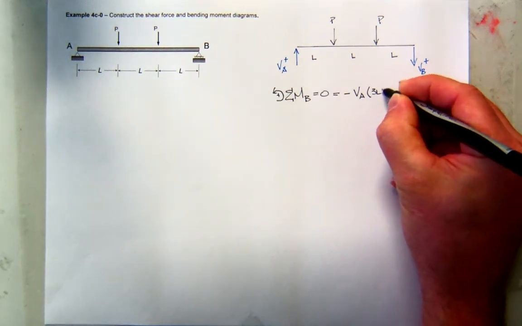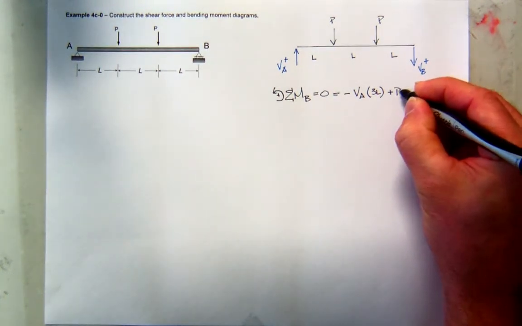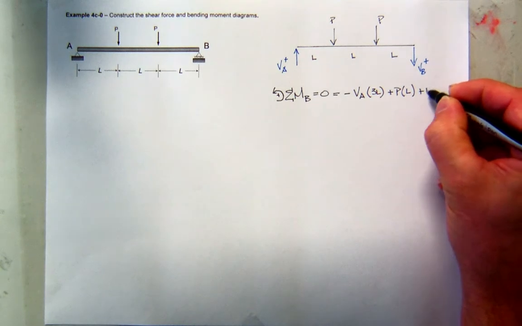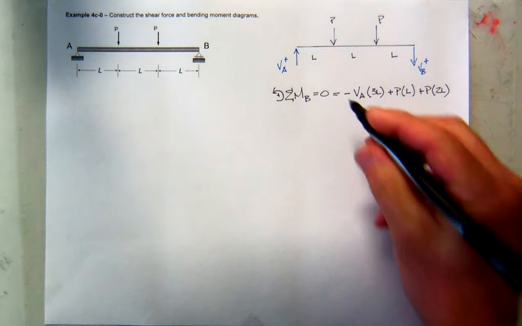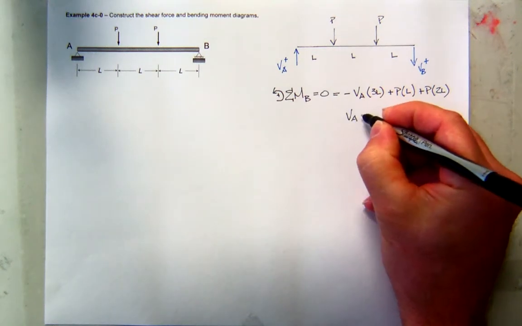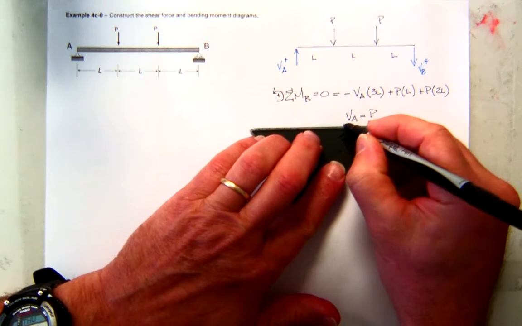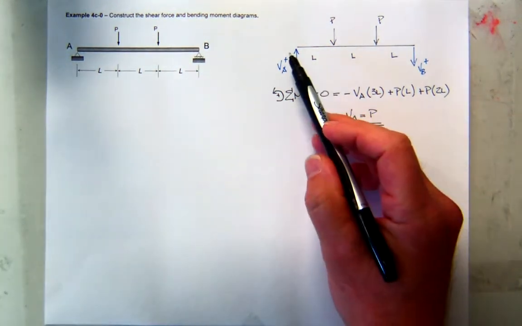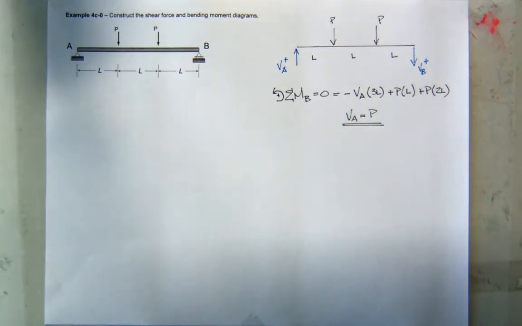The distance is 3L. Then I'll have positive moments of a force P, distance L, and then again P with a distance 2L. So when I solve for my shear at A, I get P. Not surprising. But because I assume positive shear force, I know the shear force at A is positive P. Okay, nothing to that, right?